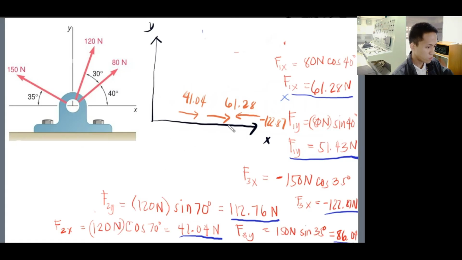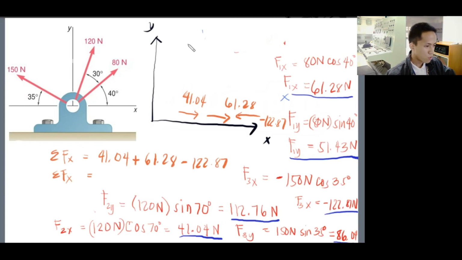Now, let's get the equivalent of these forces x. So, summation of F of x. Ito guys, 41.04, positive siya, plus, ito na yung magdedetermine or magre-represent ng lahat ng sum of your x component. So, 41.04 plus 61.28, yung ating F of 1x. Then, of course, yung ating third x component, negative. Papunta siya dito sa negative x-axis. So, negative 122.87. So, kunin natin yung summation of F of x.